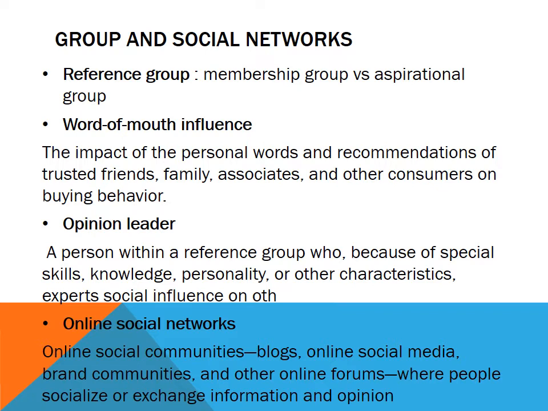The reference group here is divided into two. The first one is a membership group, while the other one is an aspirational group. The membership group is a group that will directly influence you. For example, your close friends, your community, your gang, where you go to a mall together or hang out in a cafe together. They have a direct relationship with you.